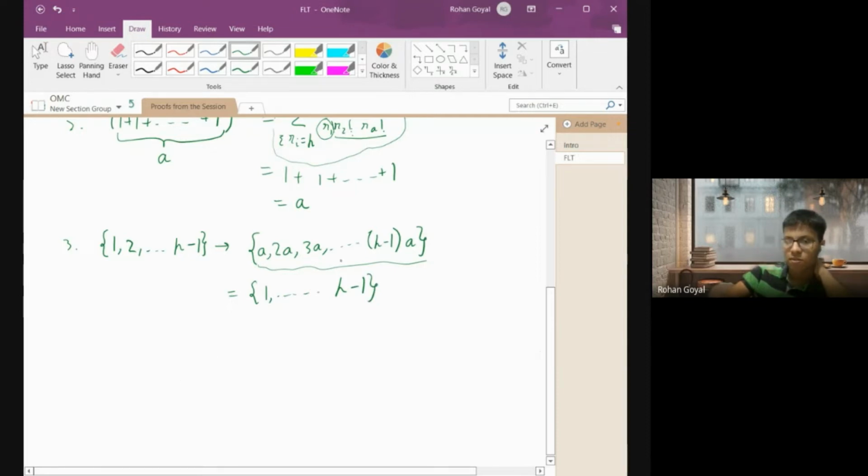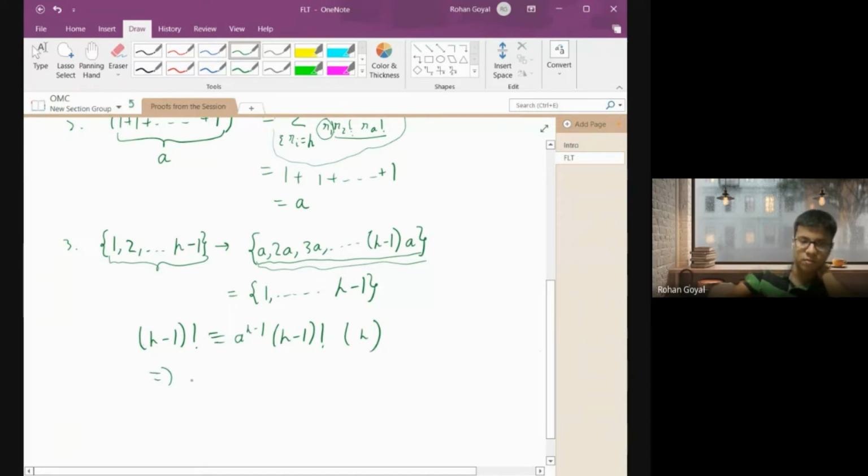So the product of all these when I'm looking mod p is just the product of all these when I'm looking mod p. So this is p minus 1 factorial is congruent to a to the p minus 1 times p minus 1 factorial. And since p minus 1 factorial is common, I can remove it. And obviously p does not divide p minus 1 factorial, which is crucial. So you have a to the p minus 1 is congruent to 1 mod p. Okay.